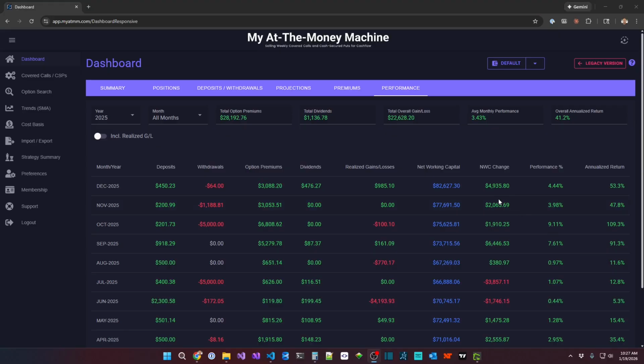Now, if you actually ran the calculation to see if this number is options plus the dividends divided by the net working capital, it is not. The reason why is because it actually uses an average working capital. It takes the previous month plus this month divided by 2 to actually come up with the percentage.